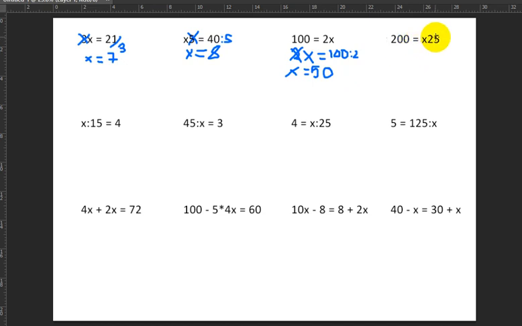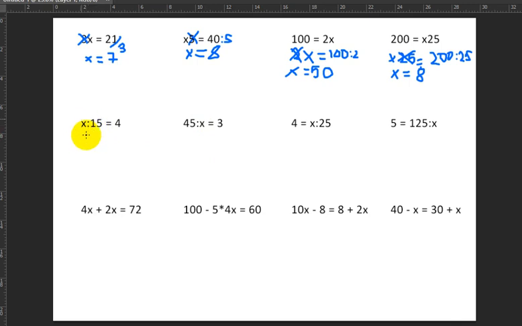Then we have that 200 is equal to x times 25. So x times 25 is going to be equal to 200. Cross out the 25, divide here by 25, and we have that x is equal to 200 divided by 25, which makes 8. So x is 8.